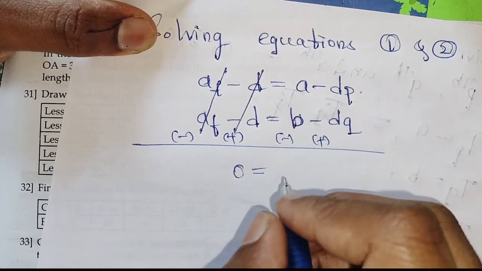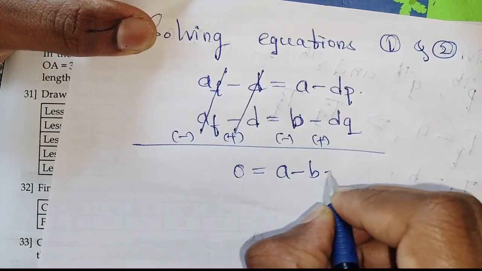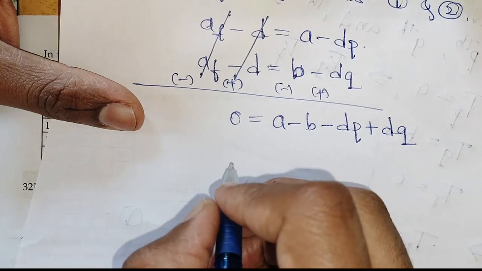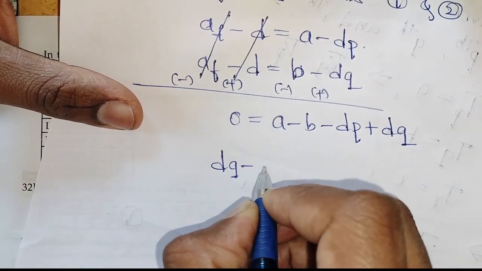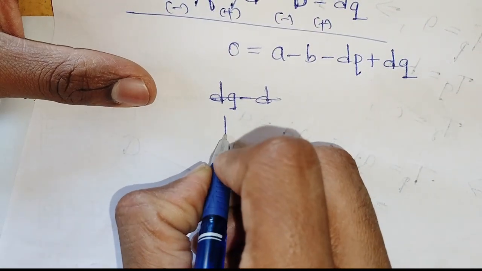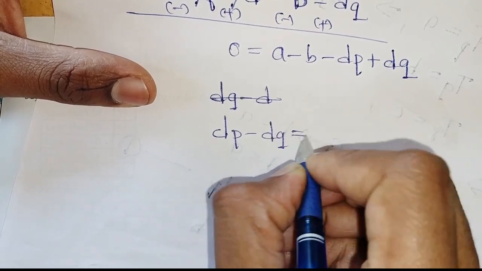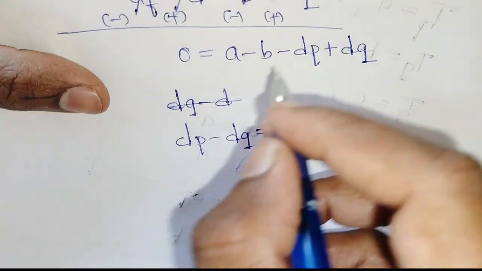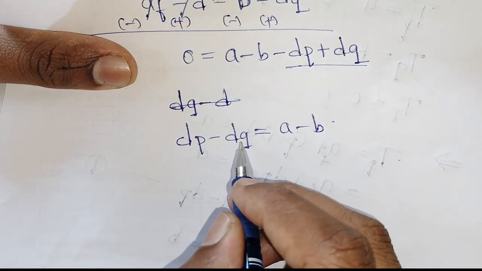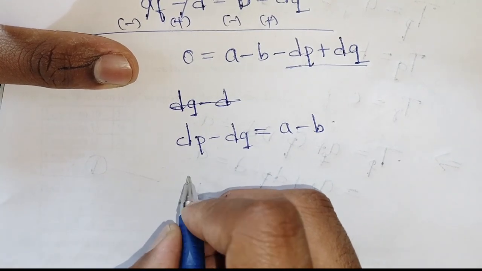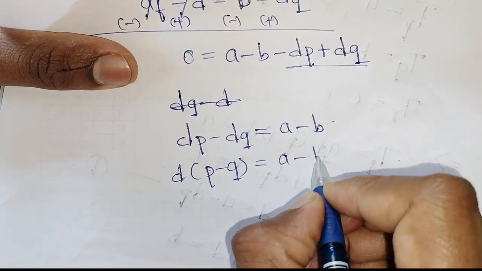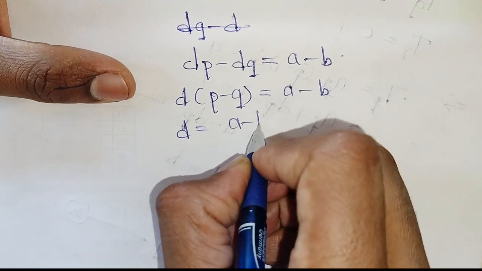And here it becomes a minus b minus dp plus dq. That becomes dq minus dp, sorry, dp minus dq equals a minus b. Taking these two on the LHS, this becomes dp minus dq. And here d is taken common, so d becomes a minus b divided by p minus q.